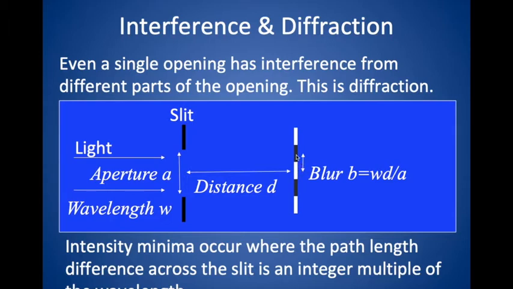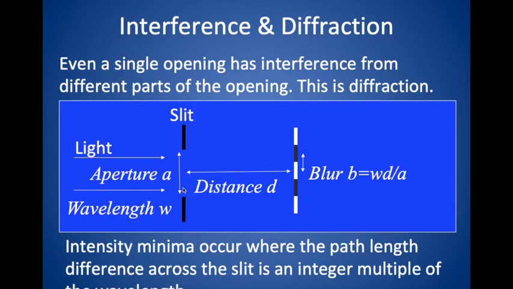And we have a special name here for the distance between the central peak and the first minimum. We call that the blur. Because as the slit gets smaller and smaller, that blur gets bigger and bigger. Notice the formula is inversely proportional to a, which is the width of the slit.